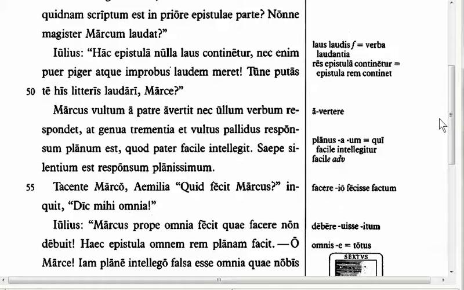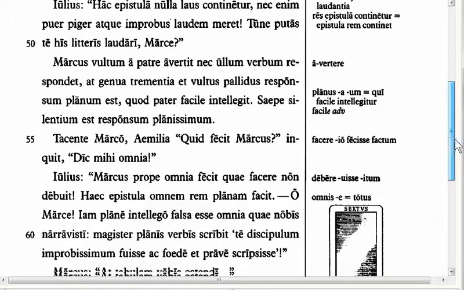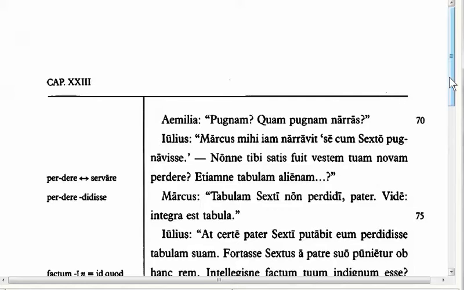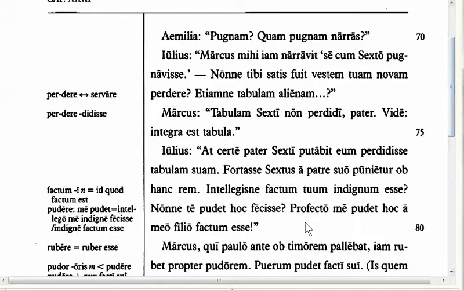Okay, the next new feature is in line 79. Let's go there and read. We're going to start here. Profecto me pudet hoc a meo filio factum esse. So, literally, of course, I'm ashamed that this was done by my son. More literally, of course, it shames me.